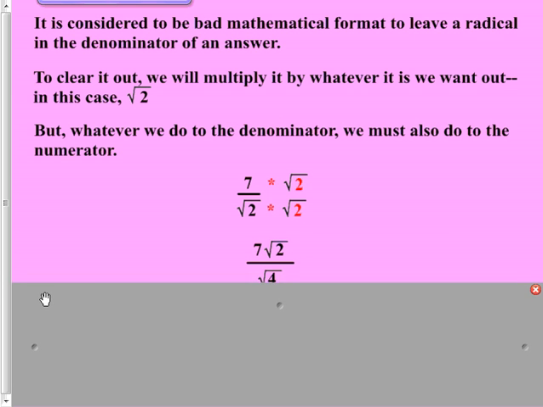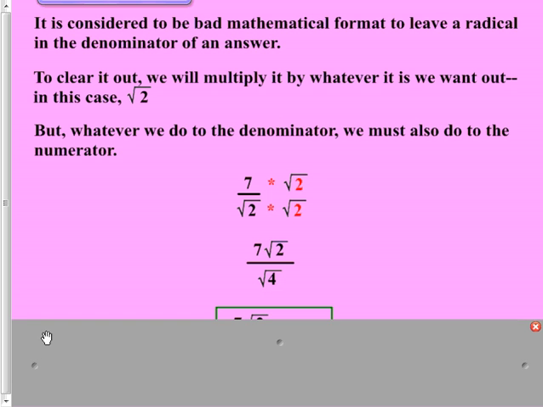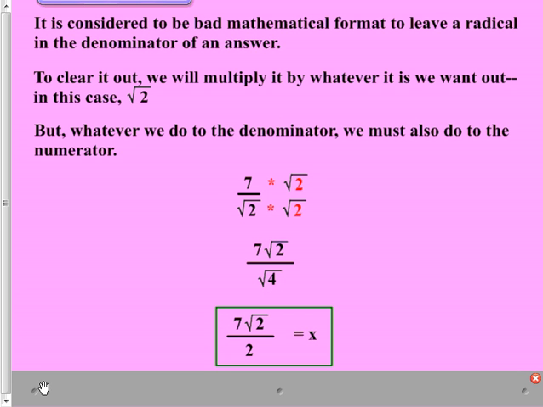Okay, you get 7 square root of 2 in the numerator, and you get square root of 4 in the denominator. And we know well that the square root of 4 is a nice, neat whole number. What whole number is it? The square root of 4 is 2. There is your missing leg of your triangle. 7 square root of 2 divided by 2. That is your x value.